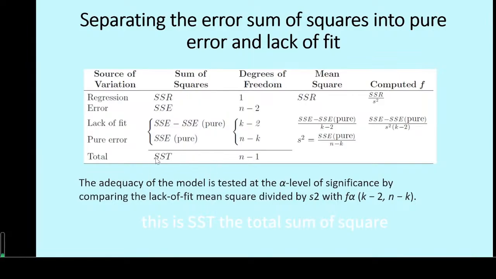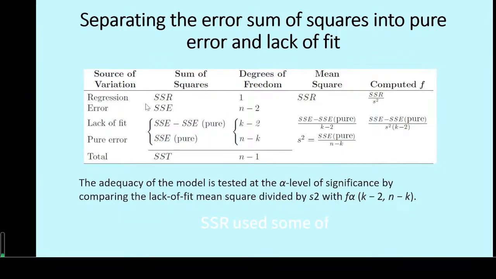This is SST, the total sum of squares. If you have learned the basics of linear regression, you know this term is the sum of the squared differences between the y observations and the y mean value. So this is SST, and it has degrees of freedom n-1. This table is like an ANOVA table, analysis of variance. And SST has two parts: one is SSR, another is SSE.